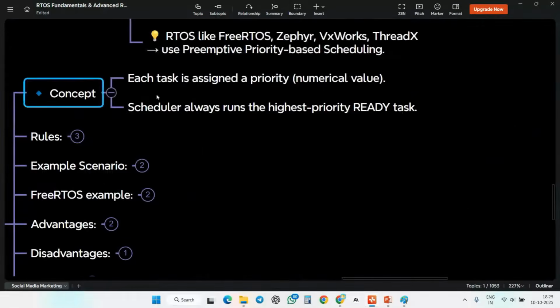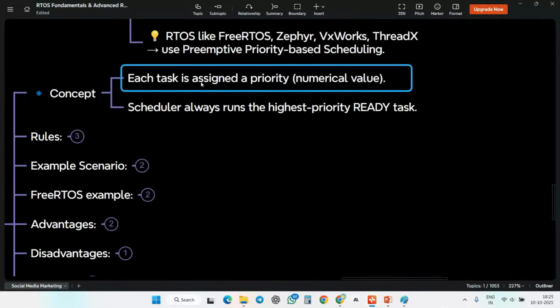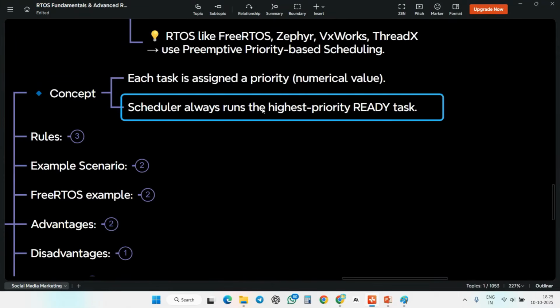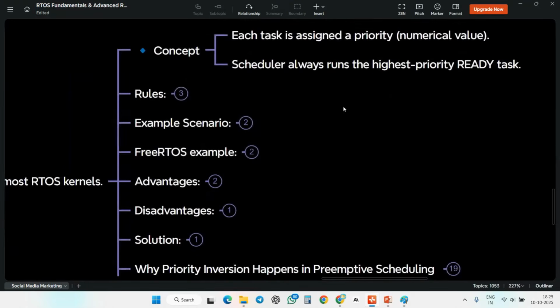The concept is that each task is assigned a priority as a numerical value, like 1, 2, 3. Based on that, we can determine when each task is going to run. The scheduler always runs the highest priority ready task first.